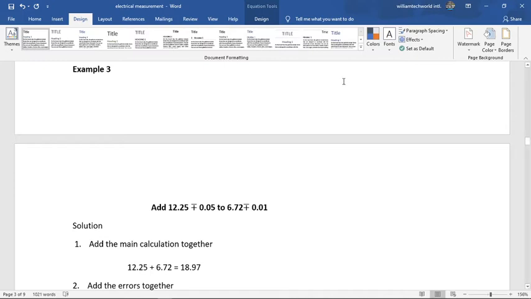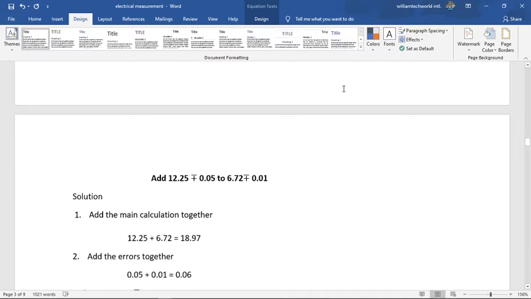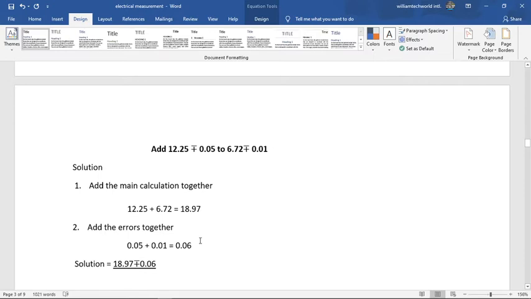Firstly, we are going to add the normal values, because they say we should add together. In the case of addition, when we add two numbers with their errors, we add their errors together. So firstly, let's add the main values. The main values are 12.25 plus 6.72. When you add that together, it will give you 18.97. Now you add the errors together, 0.05 plus 0.01, that's 0.06. So then you say 18.97 plus or minus 0.06.